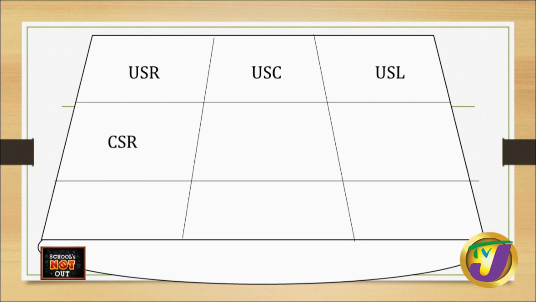In the center now, we have center stage right, center stage left, then downstage right. And remember downstage, that is the area closest to the audience. Downstage right, downstage center, and downstage left. So remember earlier on, I said to you that in the objectives, you should be able to tell me the 9 positions on stage. These are the 9 positions on stage.